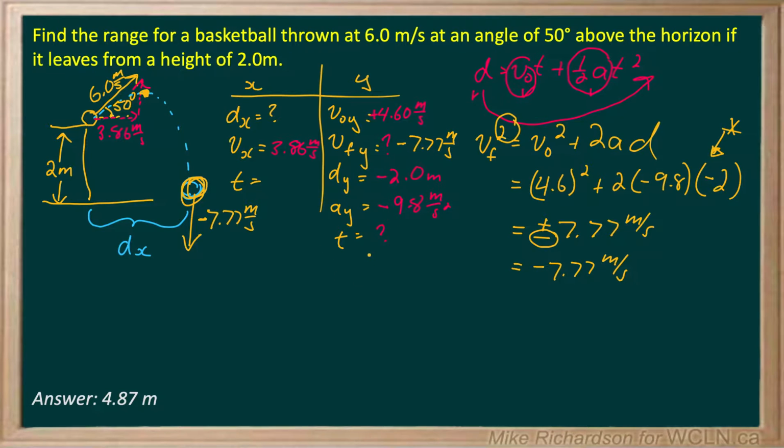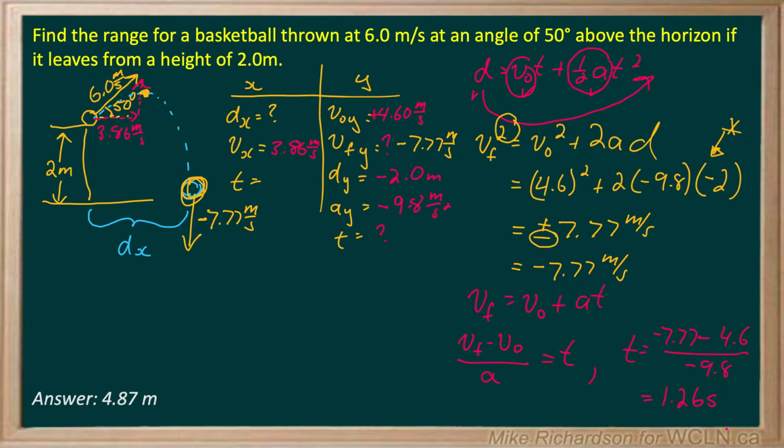And now I can pick a different equation to solve for time. I'm going to choose this one. V final is v initial plus at. So if I want to solve this for time, I simply go v final minus v initial, subtract v initial from both sides, and then divide both sides by a, and I'll get t. So my value for time will be negative 7.77 minus v initial, which is 4.6, all over negative 9.8. And when you crank all that through, you end up getting 1.26 seconds.